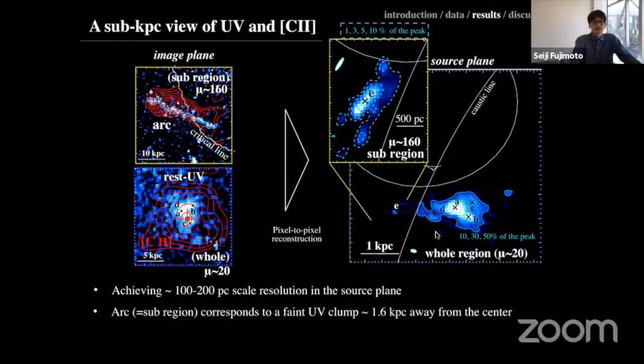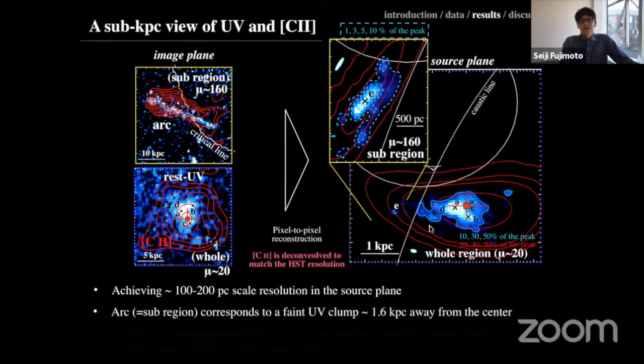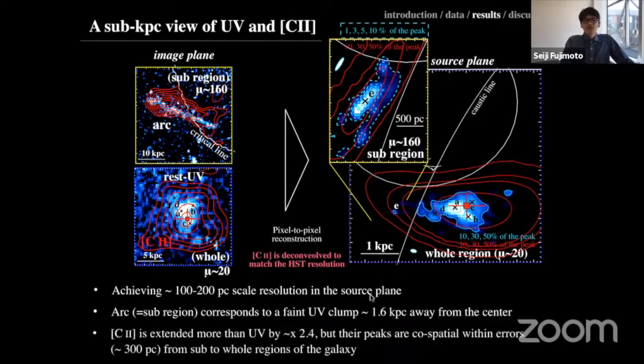The C2 line distribution is also reconstructed, and we find that its effective radius is 2 to 3 times more extended than the rest-frame UV one, while the C2 line peak positions are consistent within the errors with the UV peak position, both in the sub and whole region of the galaxy. So based on the current data depth and resolution, we conclude that the majority of the C2 line arises from the rest-frame UV emitting regions.